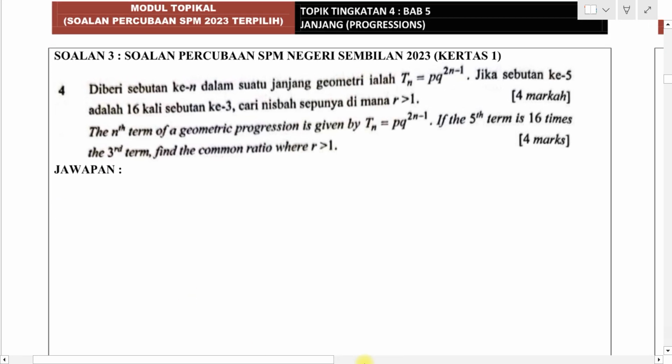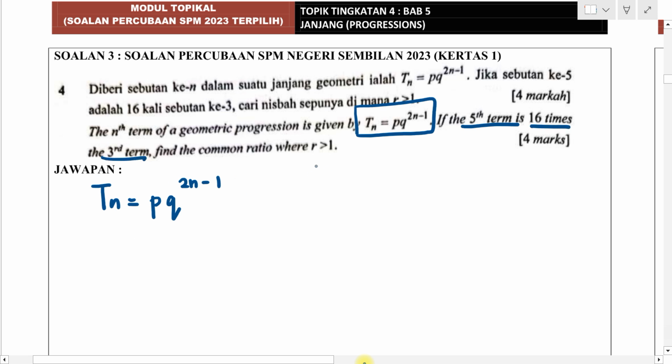Question 3, Negeri Sembilan paper. The nth term of the GP is given by Tn equals PQ to the power 2n minus 1. If the fifth term is 16 times the third term, find the common ratio where r is greater than 1. They always like to ask like this. Paper 1 is like this, while Paper 2 is story mode. Paper 1 is about forming equations, relationship questions. Anyway, when they give Tn in this form, follow this: PQ^(2n-1).